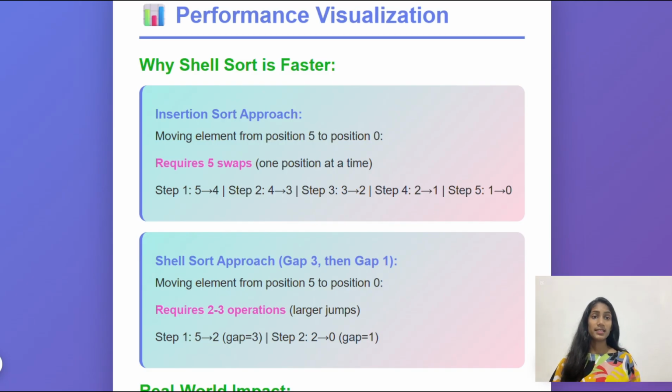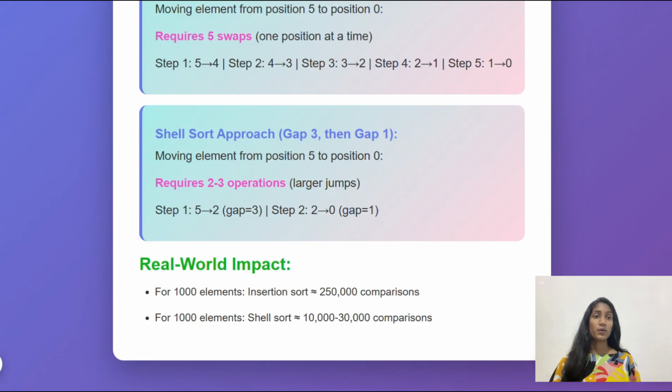Now, let's see the real-world impact. For an array with 1000 elements, insertion sort needs around 250,000 comparisons. Shell sort needs only about 10,000 to 30,000 comparisons. That means shell sort can be up to 10 times faster on average. So the main reason shell sort is faster is simple: fewer moves, larger jumps and smarter sorting.